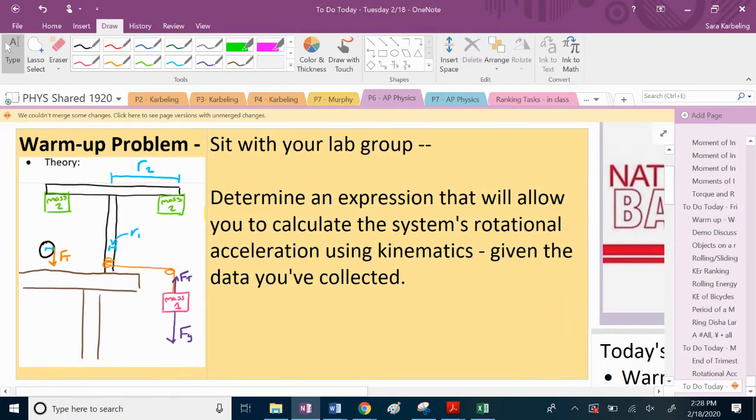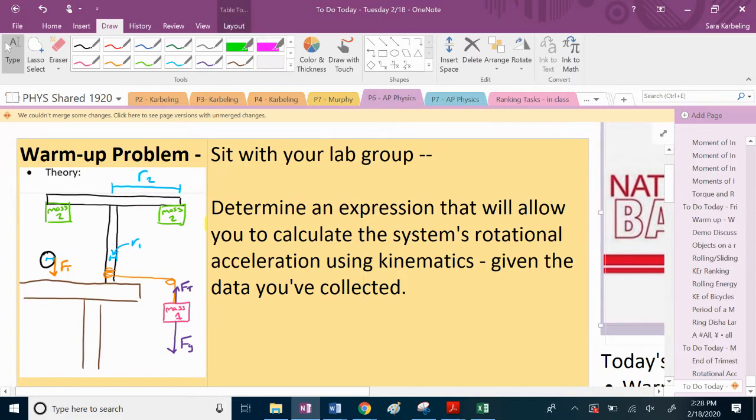So the warm-up problem is one that I'm going to ask you to sit with your lab group to do. I want you to take a look and listen before you actually start talking. Yesterday we started talking about the theory behind the motion that you see with the apparatus. The first thing I want you to do today before we do anything else is, in your lab group, determine an expression that will allow you to calculate the system's rotational acceleration. This is key here: using kinematics. So this expression that you get for alpha shouldn't have any masses, any forces, or any of that stuff.